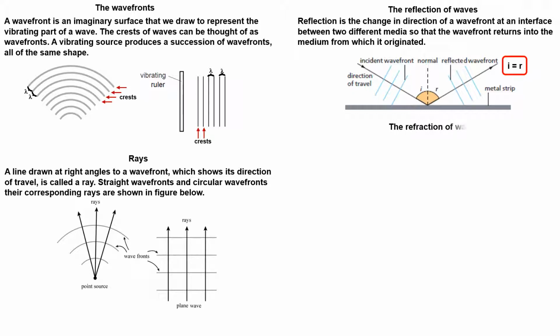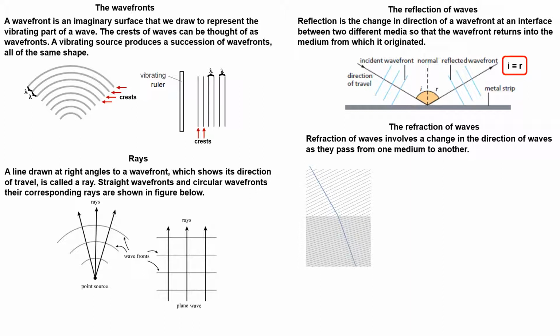The refraction of waves. Refraction of waves involves a change in the direction of waves as they pass from one medium to another. The density of a material affects the speed that a wave will be transmitted through it. In general, the denser the medium, the more slowly waves travel through it.